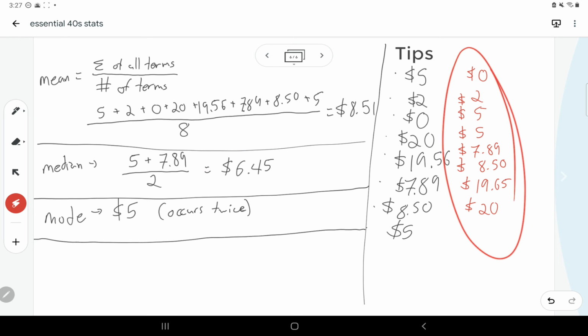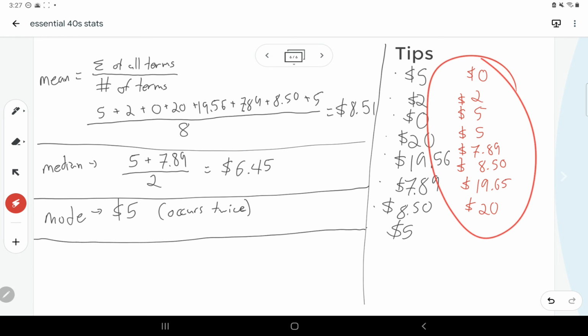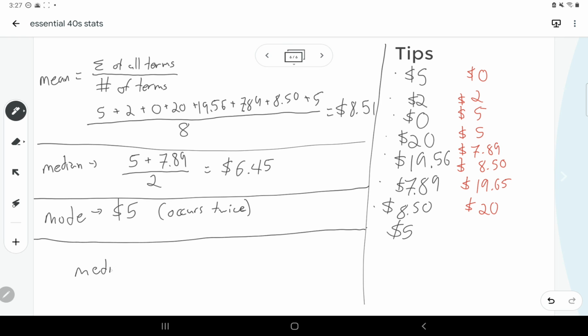Looking at this list, does it look like this stylist often gets tips of more than $8? Well, that only happened a couple of times. Once it was pretty close, but most of these are under that. At least 5 are under that. Okay? So we could say that the median or the mode are the best measures of central tendency for this particular problem. So the median and mode fit this data set, right?